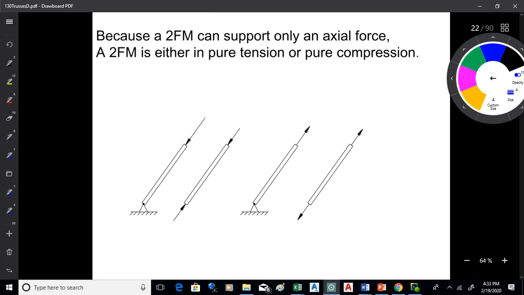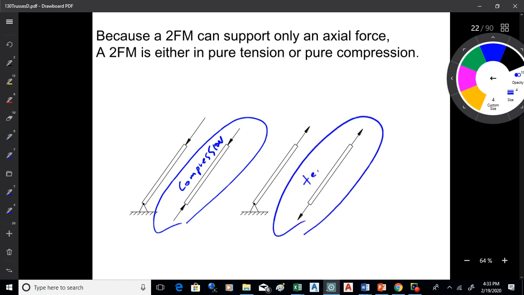Okay, now two-force members on their own can only support an axial force. For that reason, if you look at the action and reaction on the members, they're either in compression, where they're being pushed on, or they're in tension, where they're being pulled, one or the other.